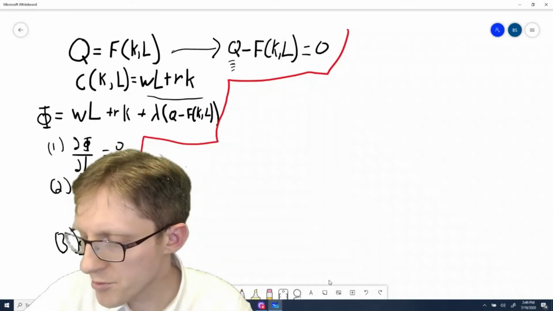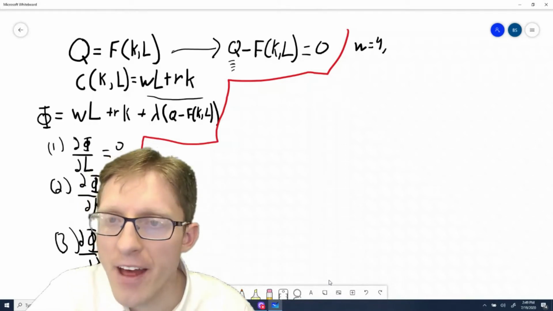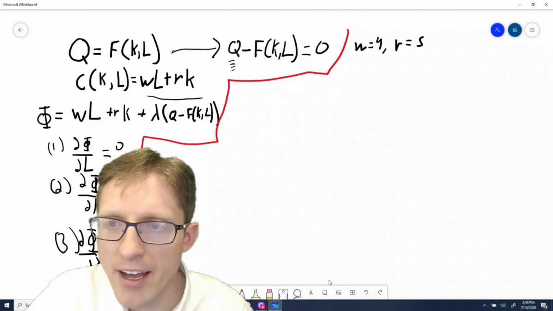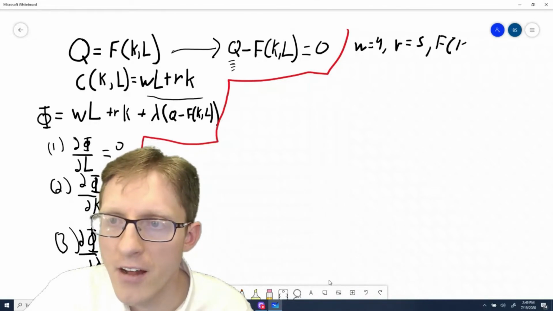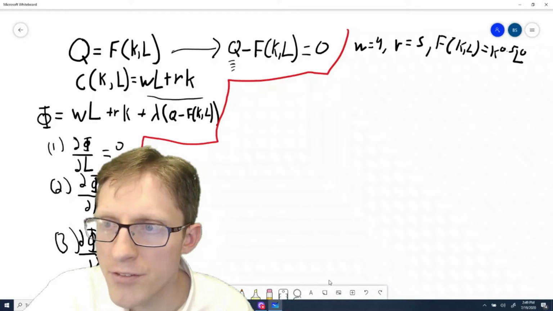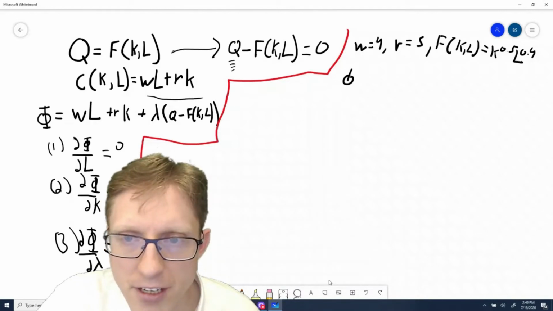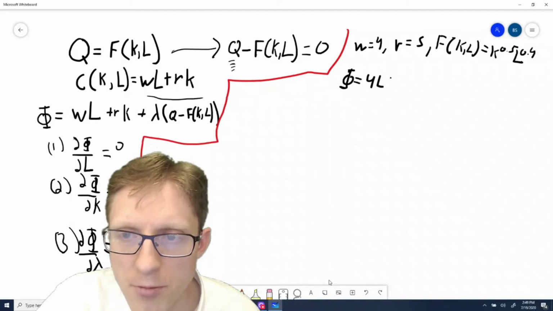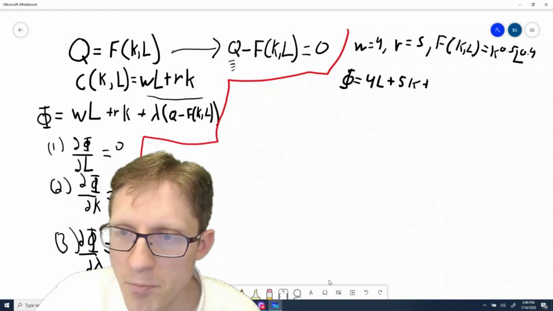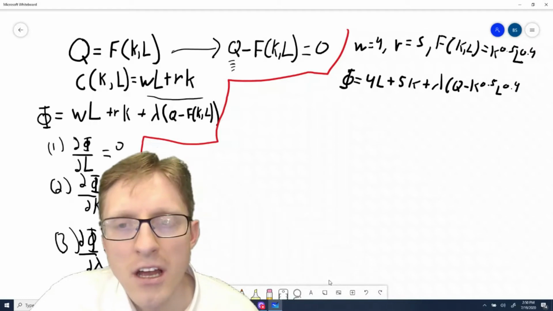Okay, now let's try going through this with a particular example. So let's assume that the wage rate is equal to 4, that the price of capital R is equal to 5, and the production function f of K and L is equal to K raised to the power of 0.5, L raised to the power of 0.4. So let's plug that into the Lagrangian. So we have the Lagrangian is equal to 4L plus 5K plus lambda times Q minus K to the 0.5 L to the 0.4. And then we're going to take our three partial derivatives.